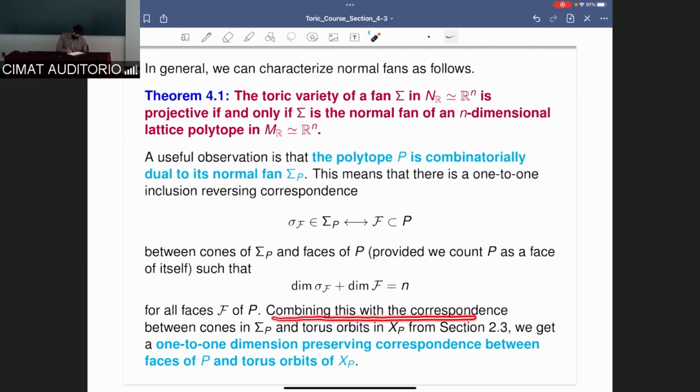Then combining this with the correspondence between cones and torus orbits, now we can write the correspondence between those three things. So we get a one-to-one dimension preserving correspondence, dimension preserving because we are using two dimension reversing ones out of a certain one. So it becomes dimension preserving when we look at the faces of P and torus orbits. So the whole P would be the whole variety, the invariant points would be the vertices, and so on.